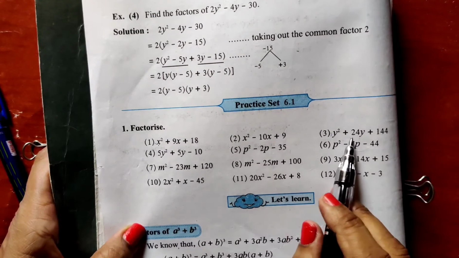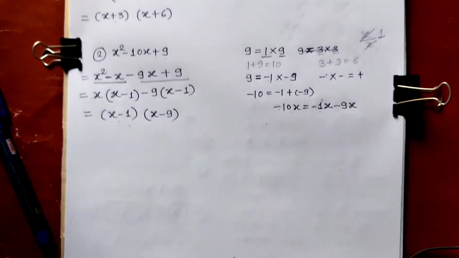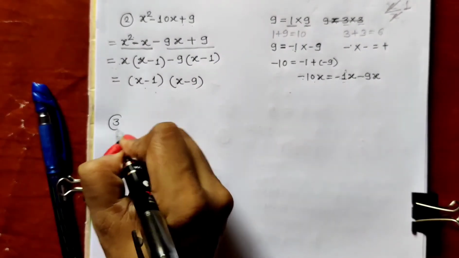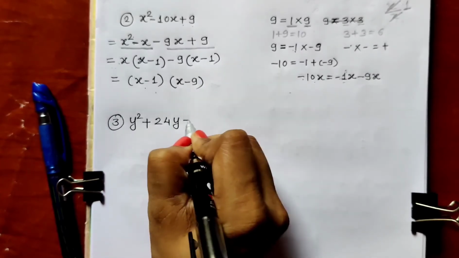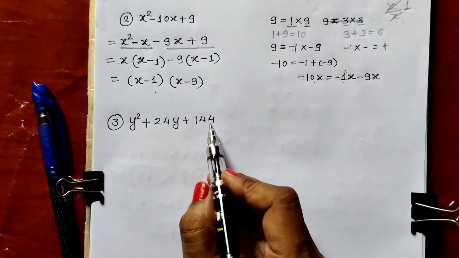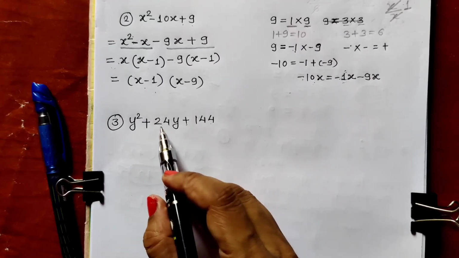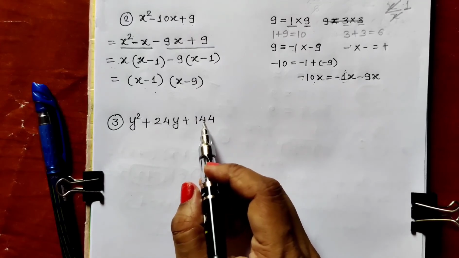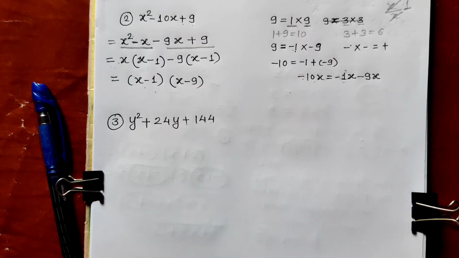Third sum, y square plus 24y plus 144. So that means we have to find out the two factors of 144 whose addition should be the coefficient of the middle term. The coefficient of the middle term is plus 24. So we have to find out the two factors of 144 whose addition should be plus 24. Let us find out.